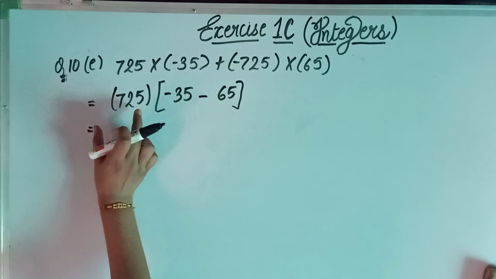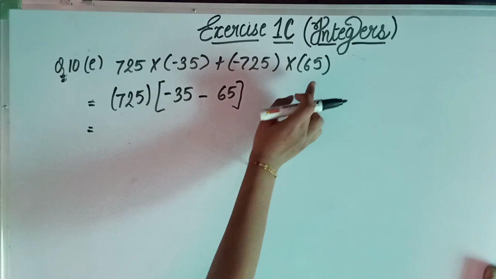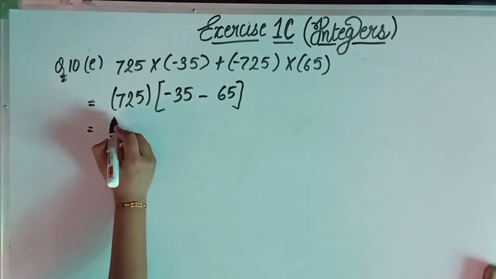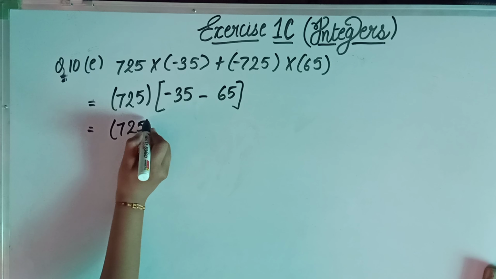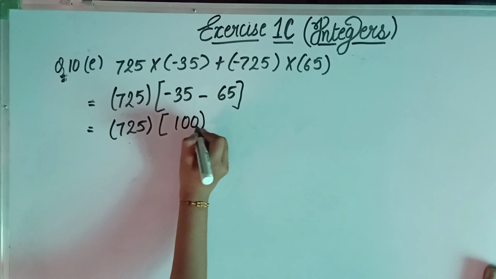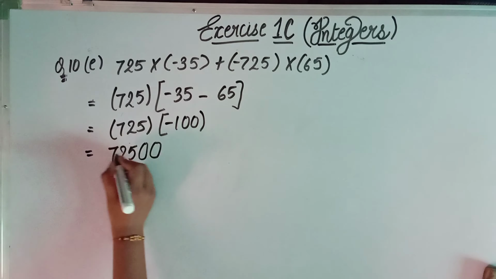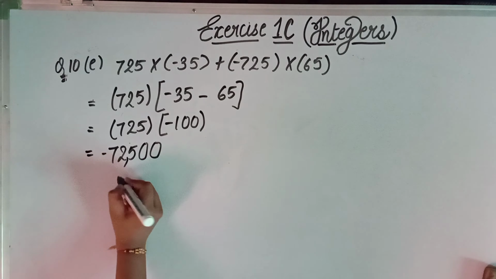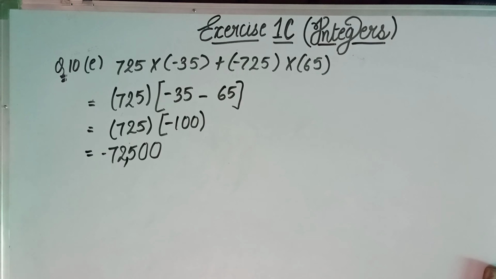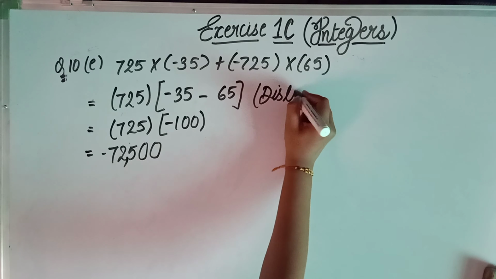So from here to here we took common 725, and we also took the minus common, that is why we are transferring minus to 65. Now 725 minus minus is plus, so 35 plus 65 gives you 100 and it will be in minus. So after multiplying these numbers we will get 72,500 which is in minus. Okay, so that is the answer of E, and the property which is applying is distributive property.